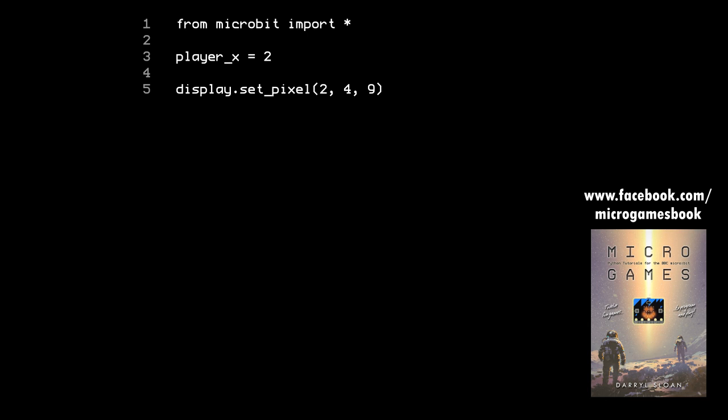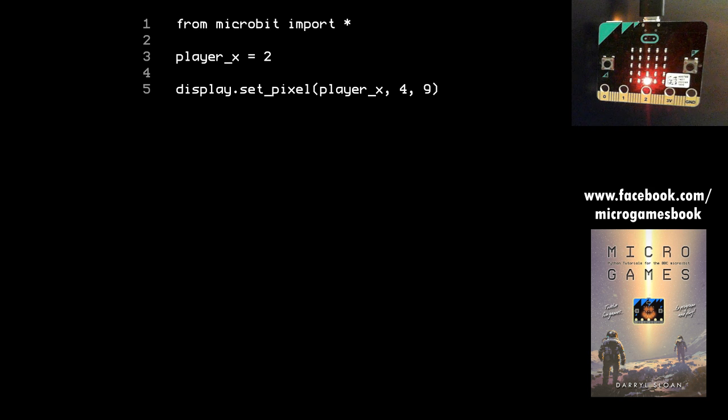So within this set pixel instruction, I'm going to change the 2, because the 2 will vary as the game goes on, to player underscore X. There we go. All right. So let's flash that again. It should do exactly the same thing as it did before, but I'm just doing it to make sure that there are no errors. And there we go. We've still got our pixel on the bottom lit up.